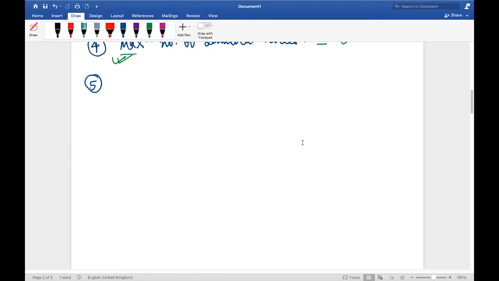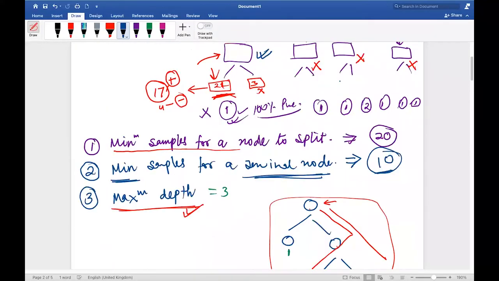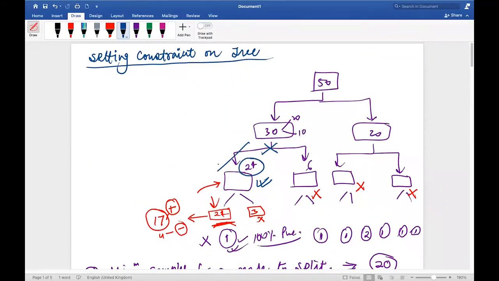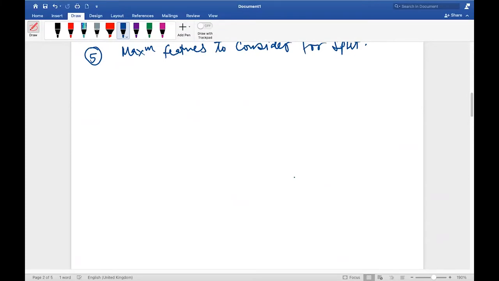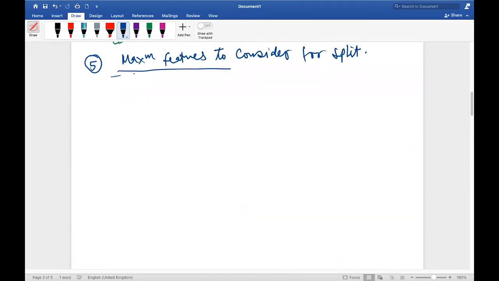What is the fifth thing that we were talking about? That is maximum features to consider for split, right? Every node has total features or weight of that particular node, yes or no? So I said 24 data points came to this node, 6 went to this node. That is what we were calculating in terms of weights also, yes, no? Correct. Now, if I set the maximum features that any node can have to this much, or let's say minimum features, I am setting a constraint for that particular node to split.